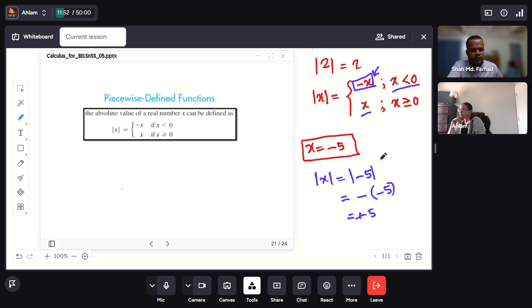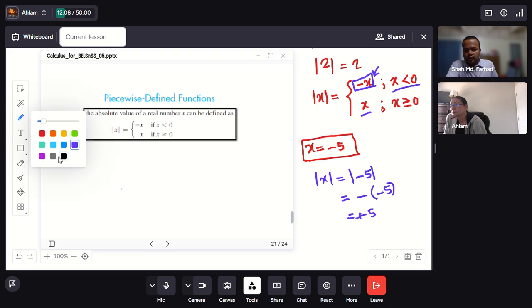That is what I have said. If you put a positive or negative value, the output will be positive. Based on the value of x, the function will be decided, which one you have to use.